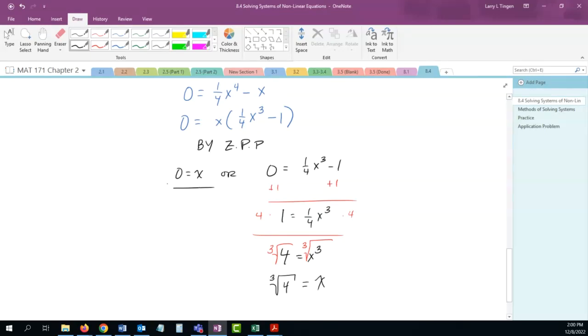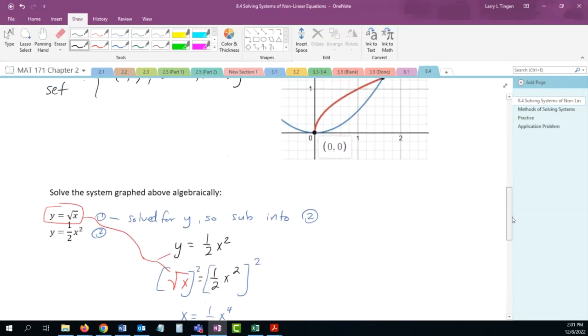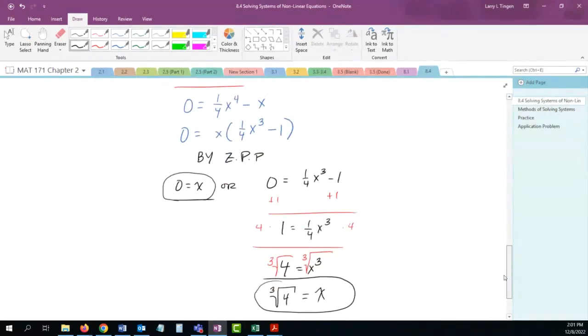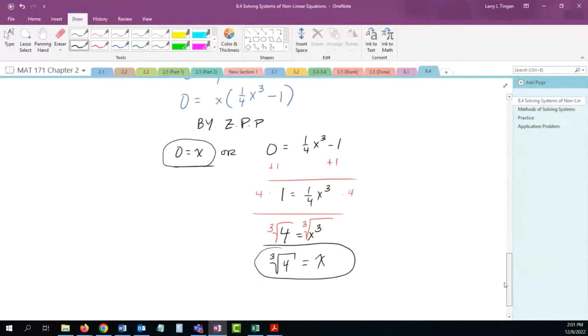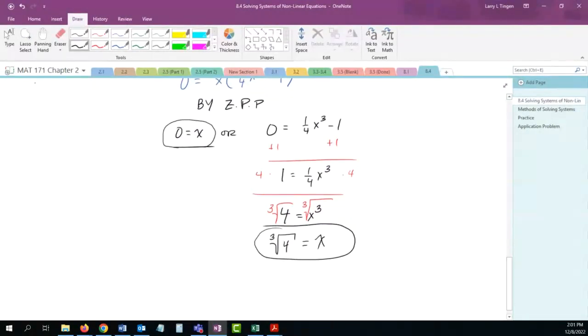So I have two possible solutions. x is 0, or x is the cube root of 4. All right. Now, what are the solutions? Well, remember the next step. I found the values of x where these two curves intersect, right? And now I just need the ordered pair. I need the y coordinate for each of these.